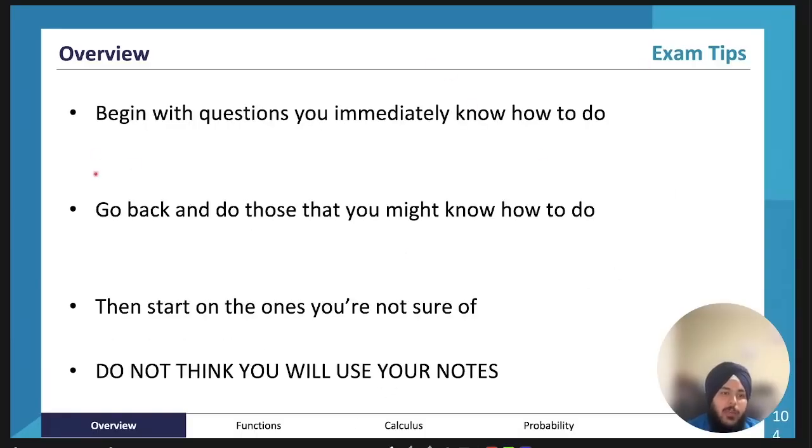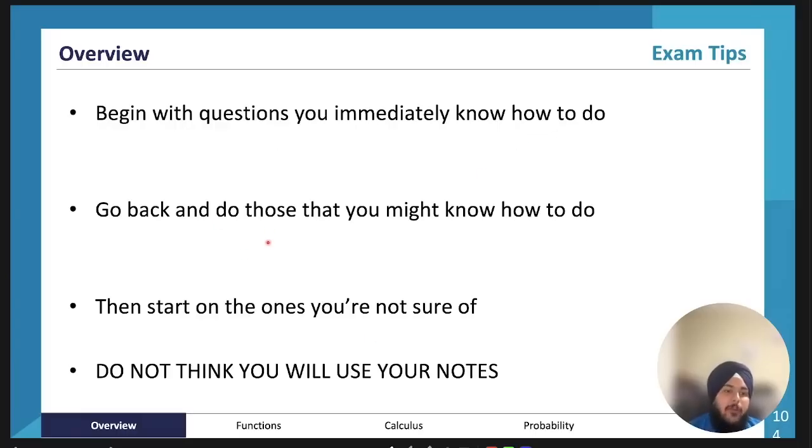Next, when you're doing the actual exam, begin with questions you immediately know how to do. For me, those are the probability questions. I always found them really easy, and I started with those questions straight away. Then I moved on to questions that I find a little bit easier, and then a little less easy, and then the questions that I find the hardest. Because essentially you're trying to maximize the marks that you can get in the exam.